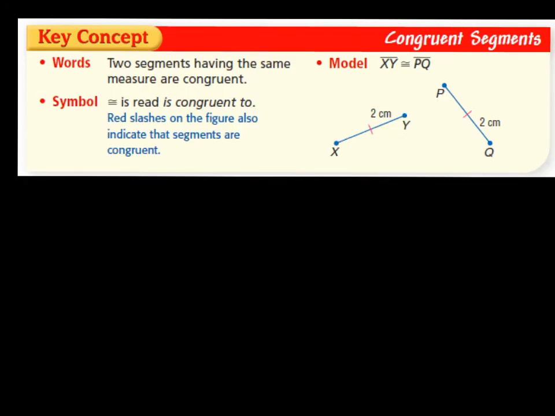Two segments having the same measure are congruent. The symbol equals with a tilde on top of it is read congruent to. The red slashes on the figure also indicate that the segments are congruent.